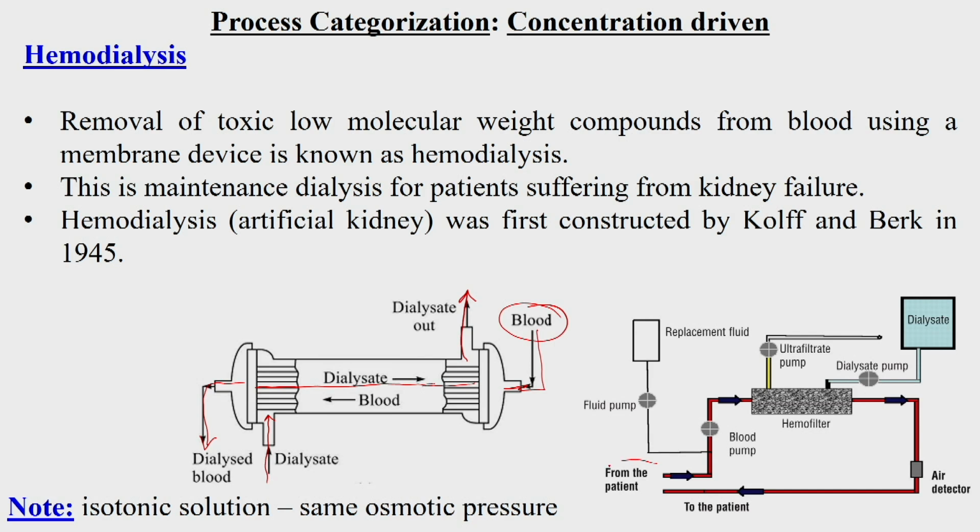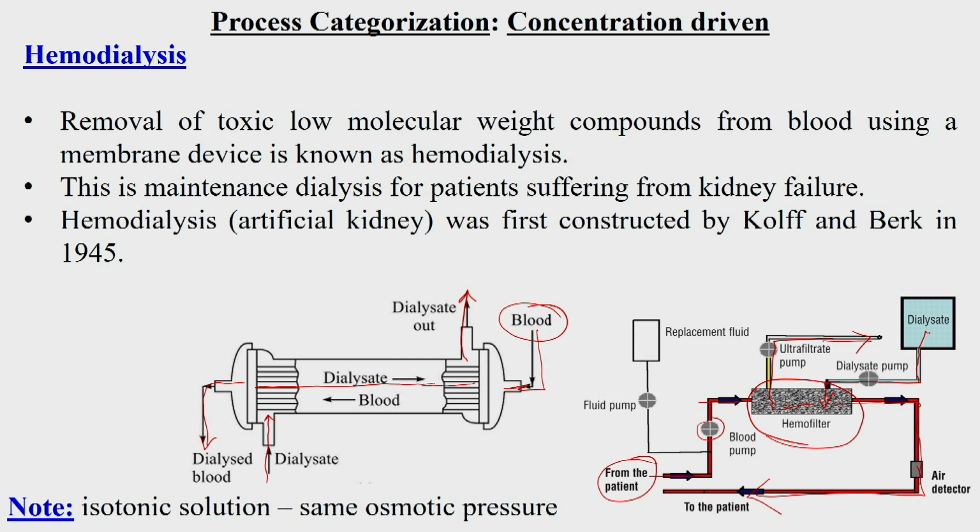From the patient, the contaminated blood is taken, and through the blood pump it enters into the hemodialyzer or hemofilter. The dialysate is entered from outside into the hemodialyzer, and then using the ultrafiltrate pump the exhausted dialysate is thrown away, and the purified blood is again fed to the patient through the booster pump. Okay. We will be discussing this.